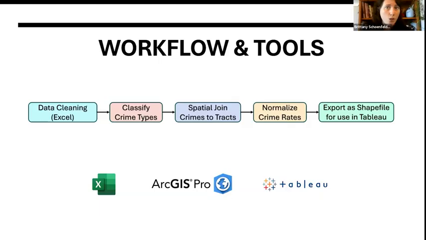I performed spatial joins to aggregate crime incidents by census tract and created new fields to classify crime type, assign calendar quarters, and assign pandemic phases. And then I was able to normalize crime rates by calculating crime rates per 1,000 people, and I calculated fields for calendar quarters as well. And then I was ready to export as a shapefile for use in Tableau.